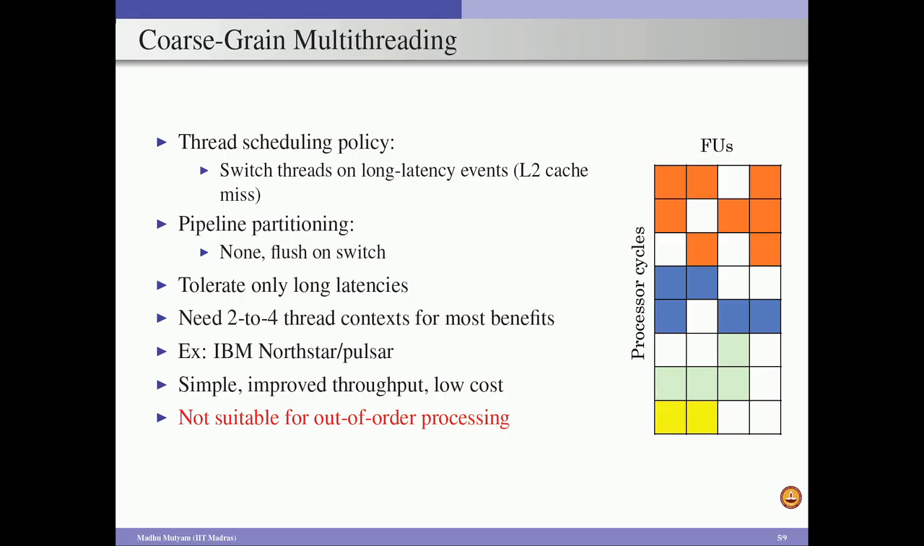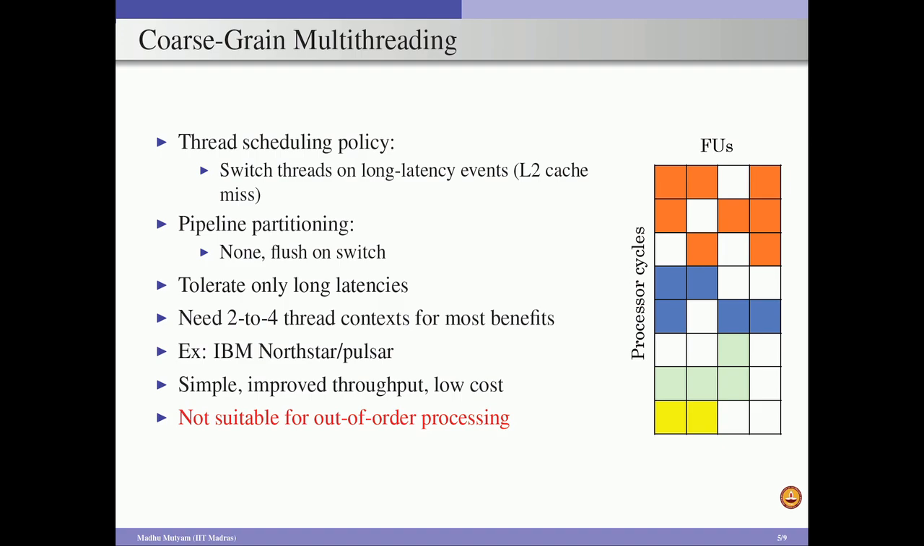This type of design was considered in the IBM Northstar Pulsar processor, but current processors are not using it. It is simple to implement, it improves performance in terms of throughput, and it is easy to design. As a result it does not take a significant cost, because here we are considering only a fewer number of thread contexts, so our hardware cost also is not significant. Because we take a context switch on long latency events and stall on low latency events, it is designed for in order processing and is not suitable for out of order processing.